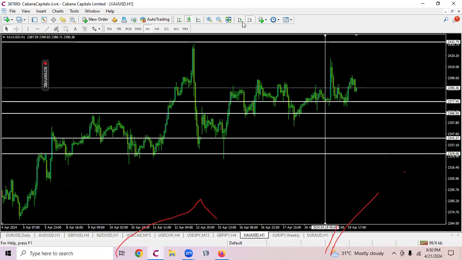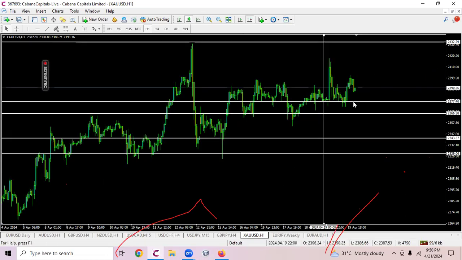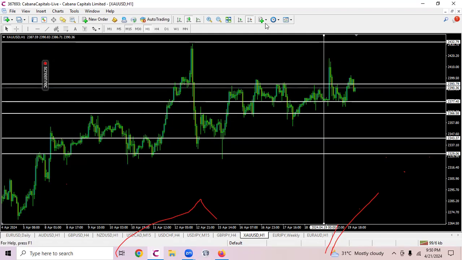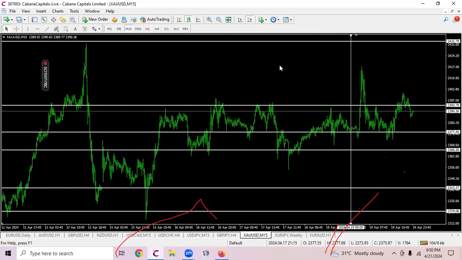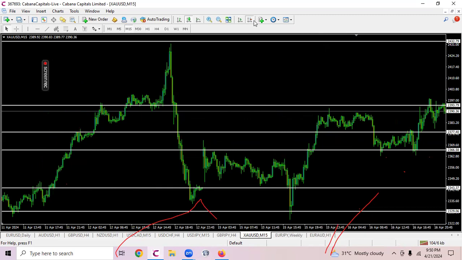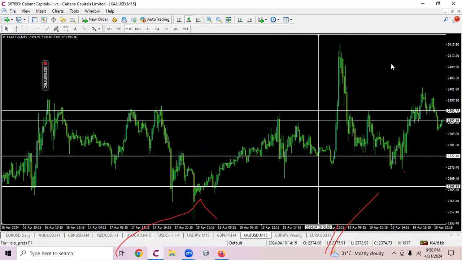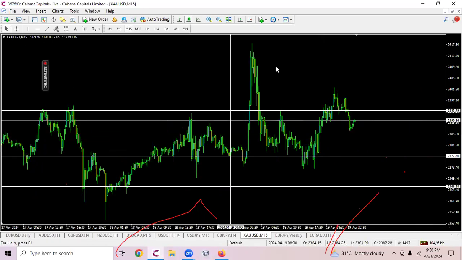So you can see what we have here on 1 hour. I believe there was a shift in market structure here. So this is a bullish setup. If you go to 15 minutes, you'll see it clearly. The structure we have here on 15 minutes is a bullish structure.